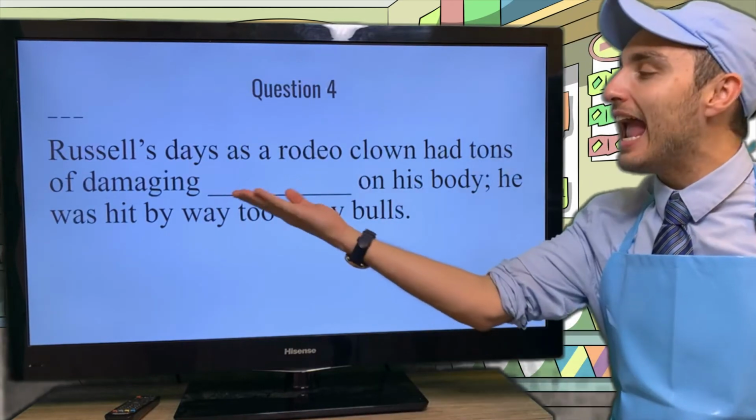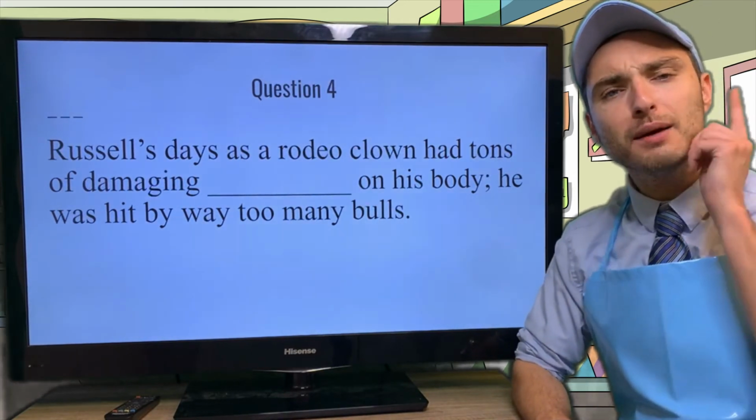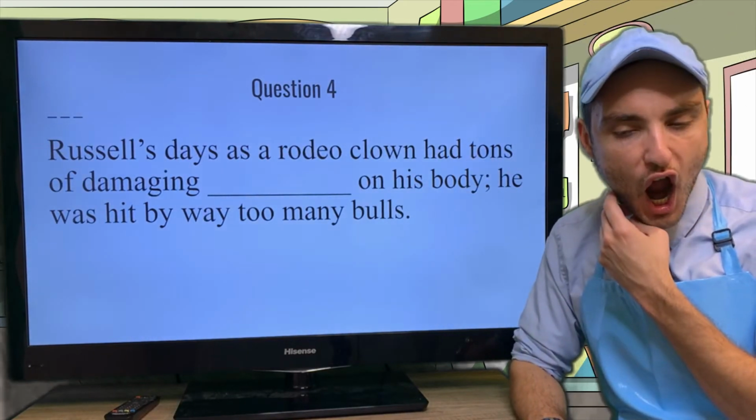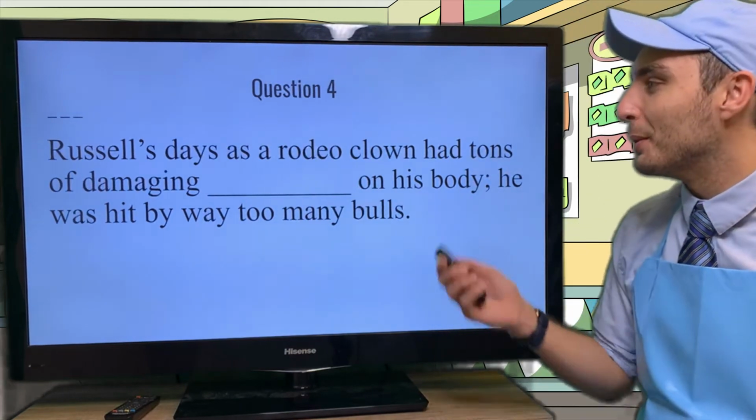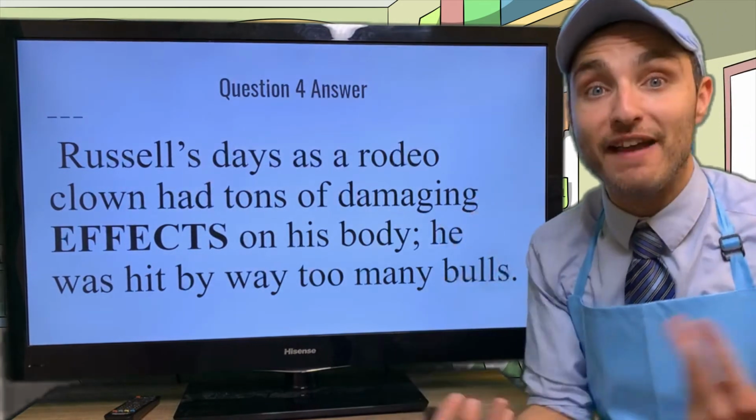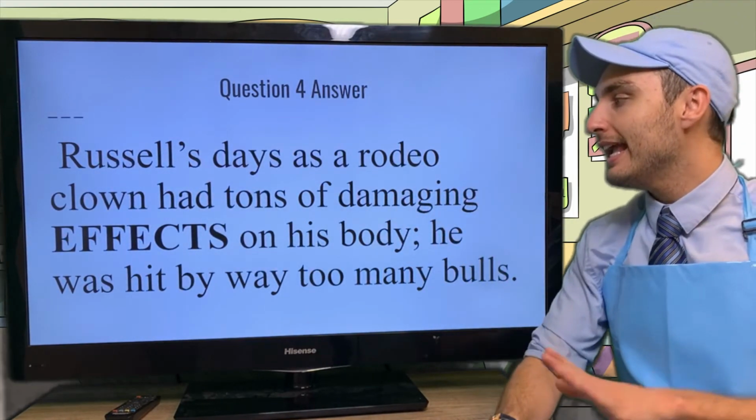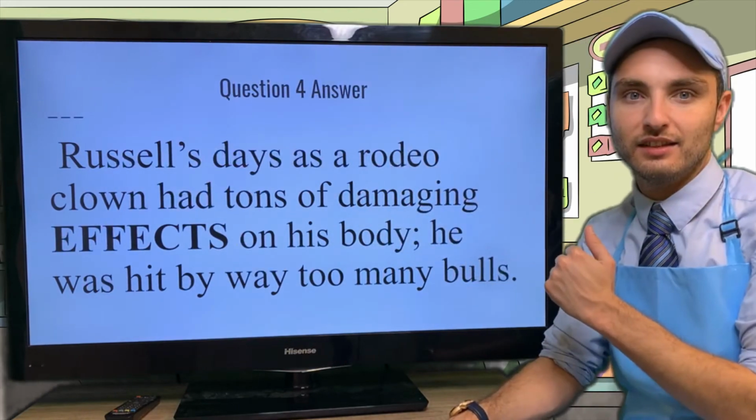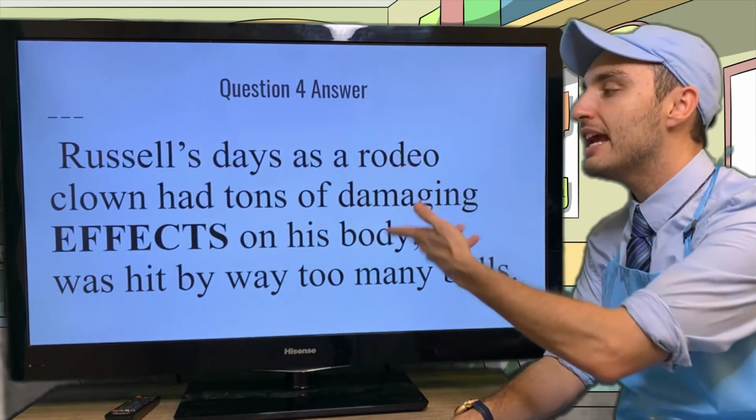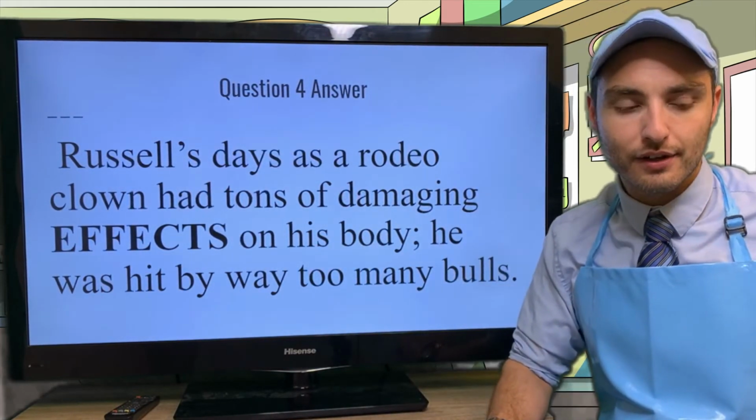So, is affect or effect going to be the best word to fill in the blank? Think about it. Okay, I'll give it to you. Russell's days as a rodeo clown had tons of damaging effects on his body. He was hit by way too many bulls. Here, we have damaging effects. Effects, results, a lot of damaging results on his body, or a lot of damaging impacts on his body. It's a noun, it's a thing. So effects is going to be the correct answer.